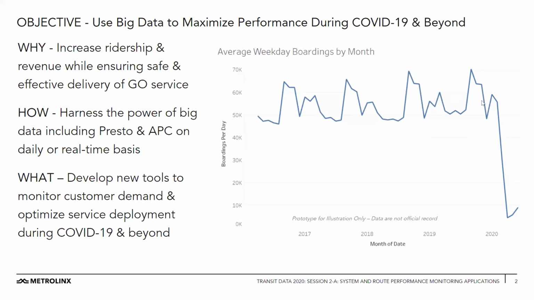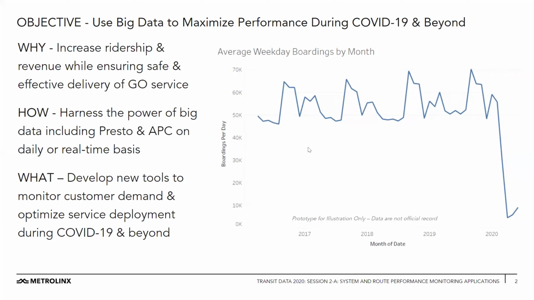This is the last 4 years of boarding data on buses. But what I want to talk to you about today is why we need to increase ridership, but also do it in a safe way so we don't have crowding on our buses. We'll do that using the power of big data, both our fare card systems and our automatic passenger counters. And I'm going to share some unique software tools and data analysis applications to understand the patterns in that data.